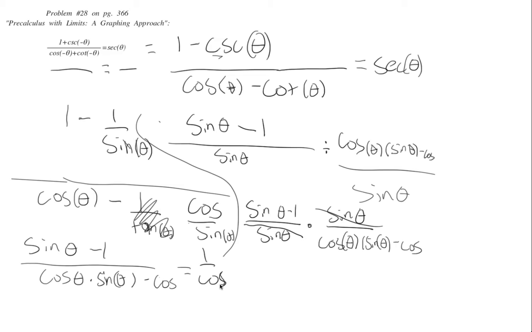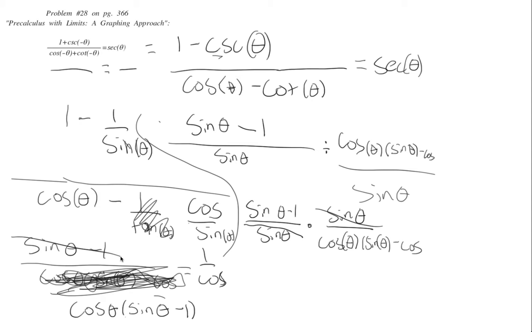On the bottom, because we have cosine right there and cosine right there, we can take cosine theta as their common factor, which means it becomes sine of theta minus 1. So we can cross that off: sine theta minus 1 over sine theta minus 1 equals 1 over cosine, and you can just cross those out. So that means 1 over cosine of theta equals 1 over cosine of theta.